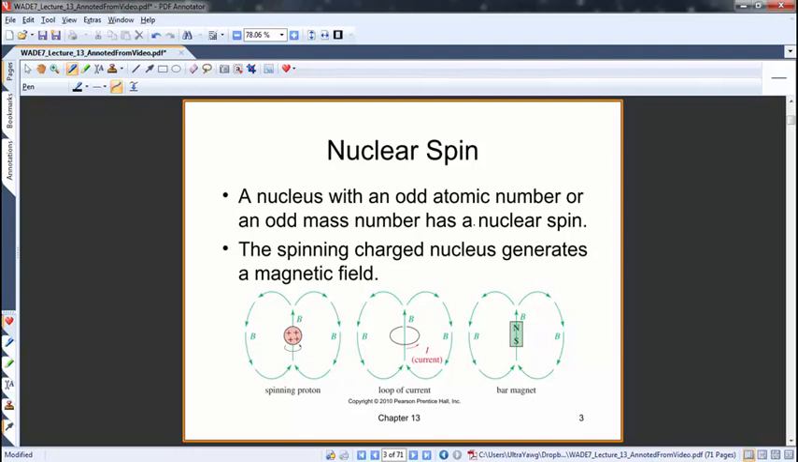The way we conceptualize it in organic chemistry, or the way I teach it anyway, is to think of the nucleus, which is just a bunch of protons and neutrons together, as little bar magnets, where they're north on one side and south on the other.